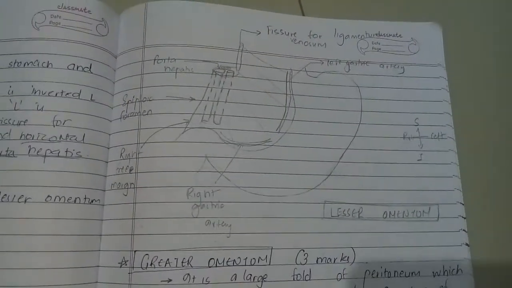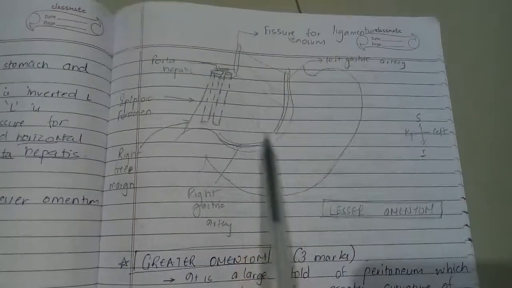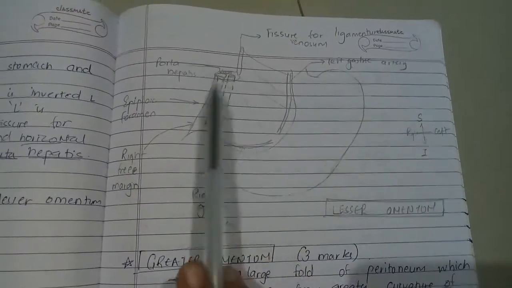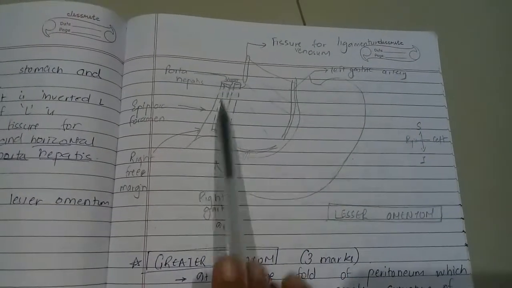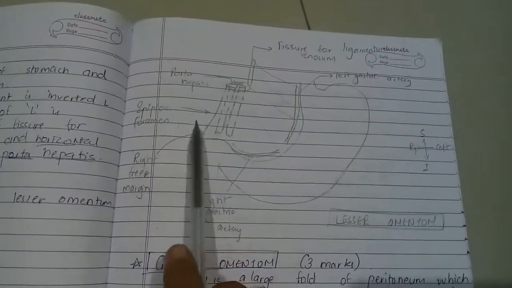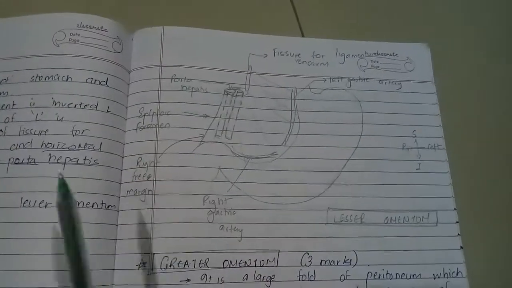So you can see here that this is the lesser curvature, lesser omentum, and this is the right free margin. This is the first part of duodenum. This is the right free margin of lesser omentum, and below that would be the epiploic foramen. So I hope I made it clear.